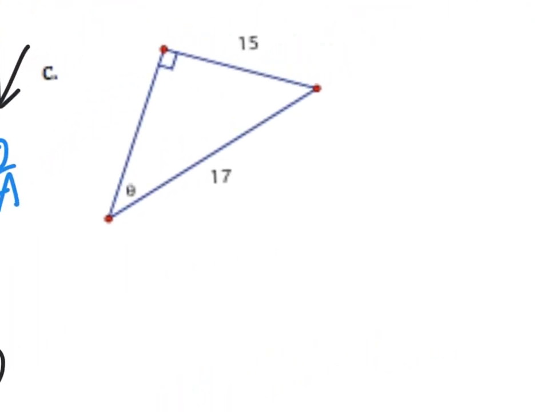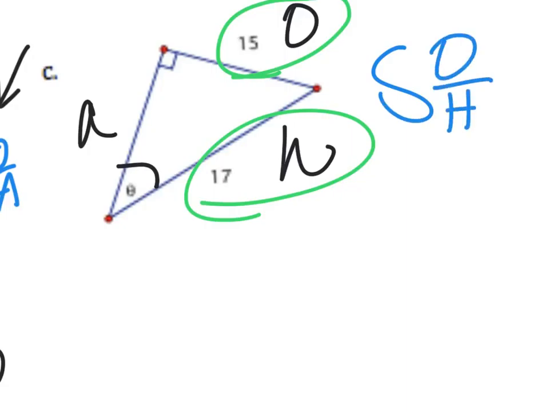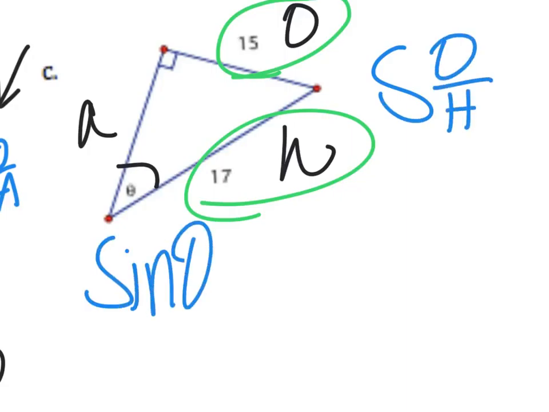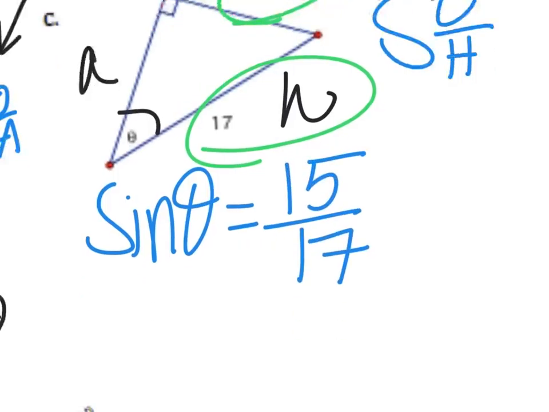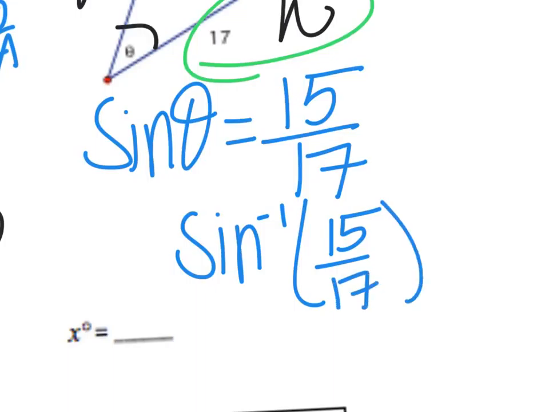All right, last one. Okay, angle, AOH. Sides that I have are O and H. Tells me that I should use sine. So sine of the angle equals the opposite over the hypotenuse. To solve for theta, I hit the inverse. Second sine, 15 over 17. And you get 61.9, so we'll call that 62.